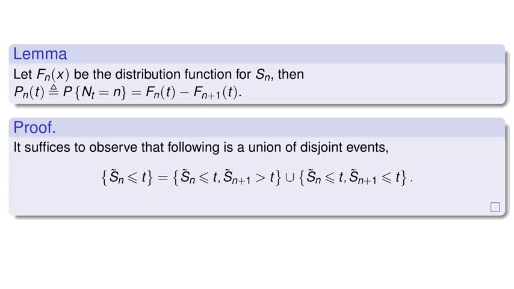The proof of this involves observing that the event S̃_n is less than or equal to t can be expressed as the union of two disjoint events. First, S̃_n is less than or equal to t and S̃_{n+1} is greater than t, which is N_t equals n. And second, S̃_n is less than or equal to t and S̃_{n+1} is less than or equal to t.